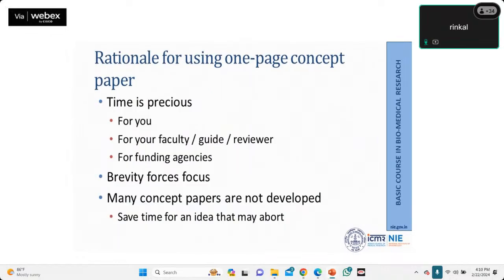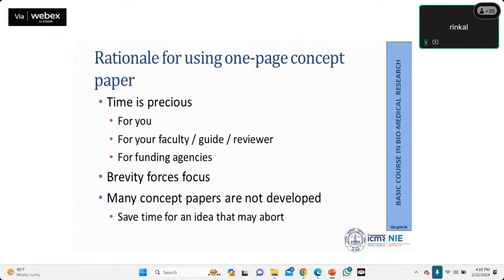And why do we need this concept paper? Concept paper is the first presentation of your idea, your concept. We need it because we all know that time is precious for us, for our guide or faculty, and also for the agencies which are funding you or your project. These people may not have sufficient time to go through all the details of all the protocols. So if we submit a 1-page concept paper, they may be able to go through it.